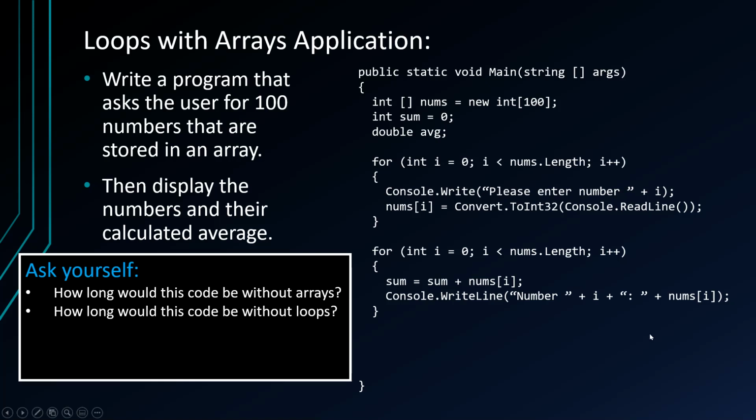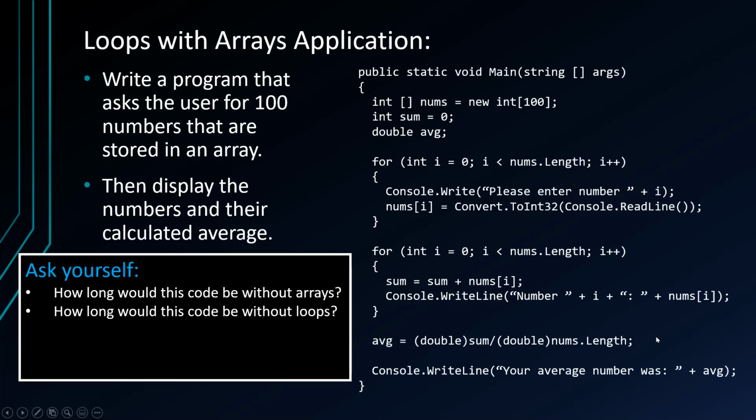We already have the sum, we just have to divide it by our length. Now, because average is a double, and I want to make sure I keep all my decimal places, I've cast sum and I cast nums.length to doubles just to make sure that the data that I get back is accurate to all the decimal places. And then I just display the final result.